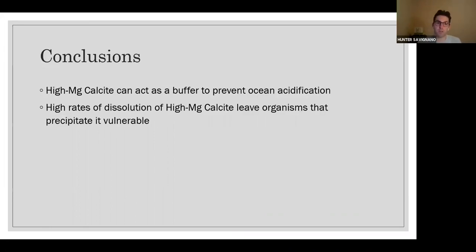So the major conclusions of this paper is that the high magnesium calcite, when it dissolves and then reprecipitates into the low magnesium calcite, can actually act as a buffer to prevent ocean acidification. And this is really good because it's going to prevent ocean acidification. However, this leaves organisms that use the high magnesium calcite extremely vulnerable to ocean acidification, as essentially their calcite source is just dissolving immediately. And this includes organisms such as the coralline algae.